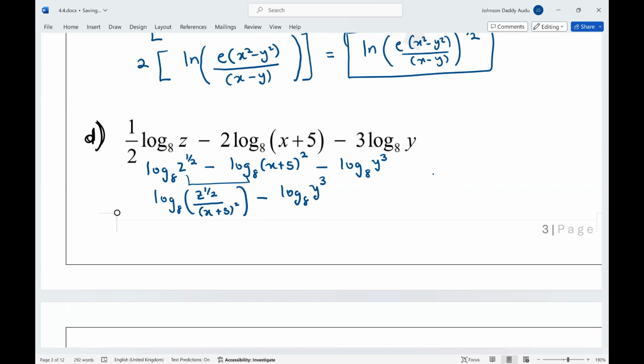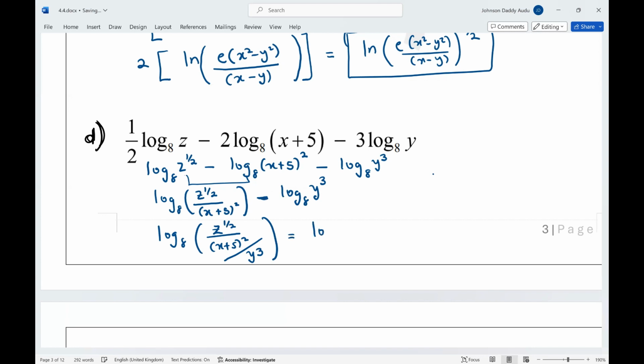Remember, the goal here is to combine. So we still go again, since we have a division here, we have a subtraction, sorry, then you can still change it to division. So this is going to be log to base 8, then you have z half divided by x plus 5 square, then everything again, you have to divide by what? By y cubed, right? Because we are changing these to this.